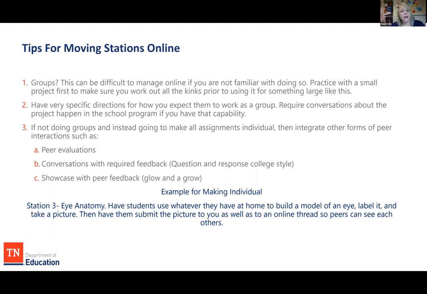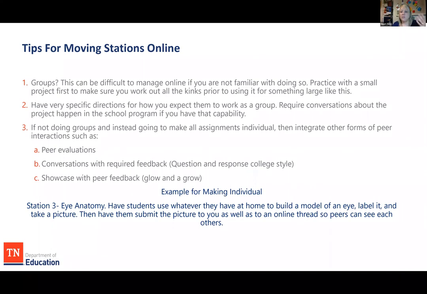They're losing that group aspect. So what you want to do, if you do make each of these 6 items, or however many you have, an individual assignment, is still have them integrate and interact with each other. And there's a few ways to do this. They can do required peer evaluations on the work prior to turning it in.